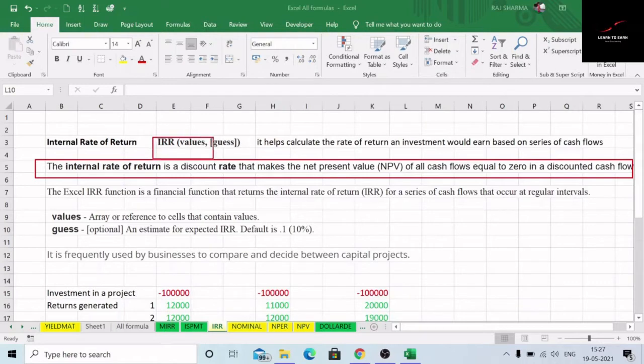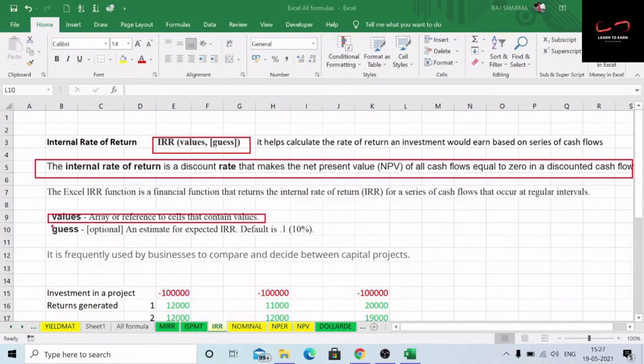So here the syntax of this formula is IRR, and the two arguments used are value and guess. Value is an array or reference to cells that contains the values. So the initial investment plus the subsequent gains, the returns on those investments, we have to put into this particular field.